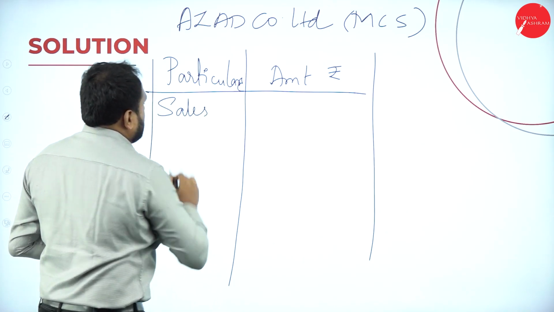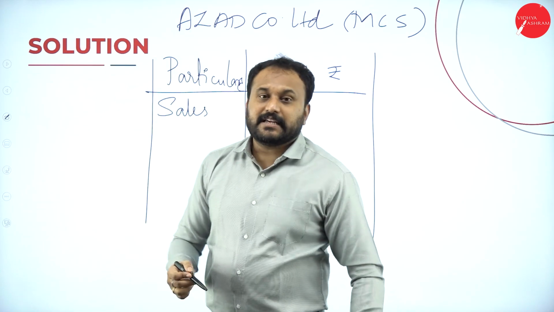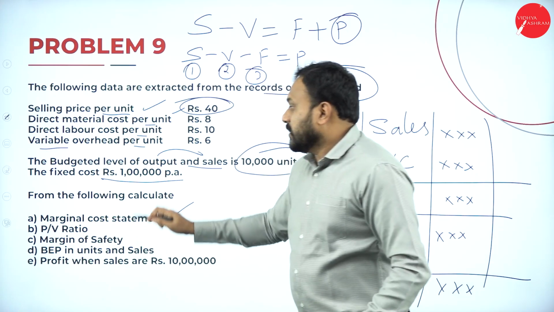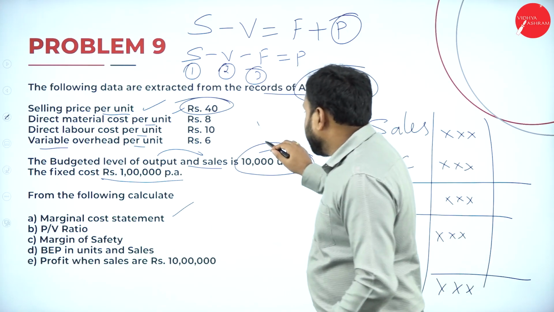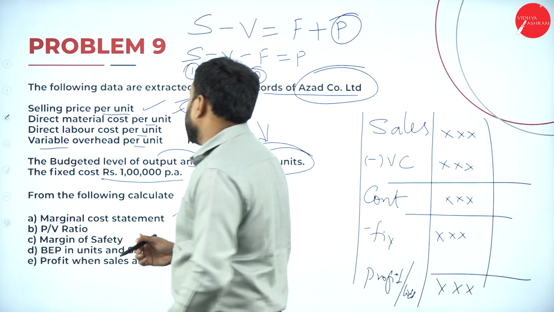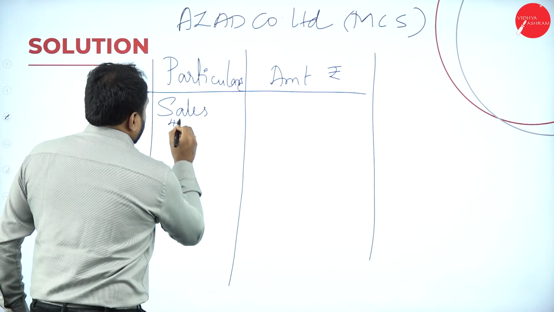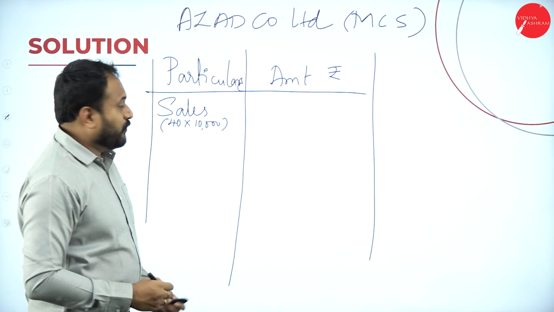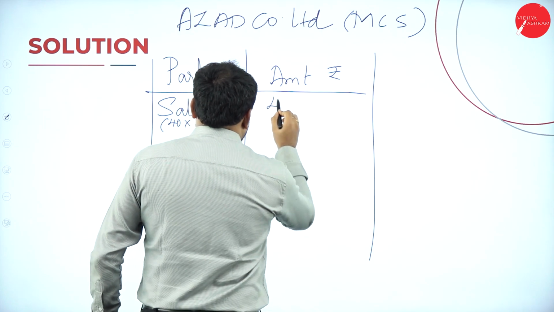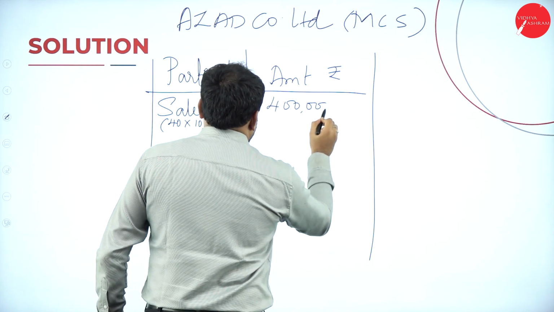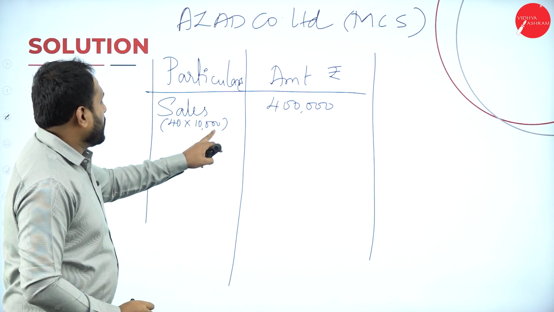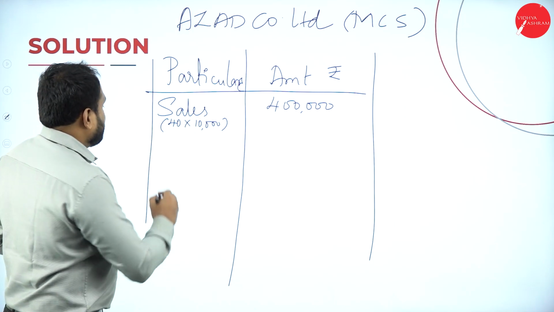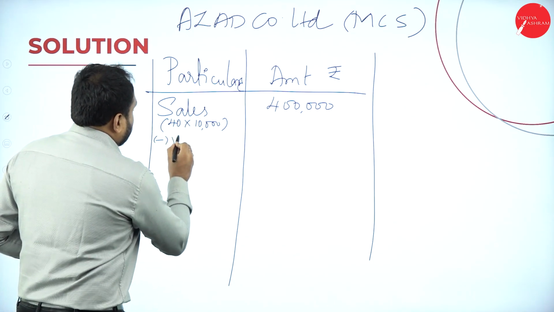Next here I'll write sales. Now what exactly is the sales? Selling price into the output is your sales. So here selling price is 40. Output is 10,000, so 40 into 10,000. I'll show it here. 40 into 10,000, so you get 4 lakh. 1, 2, 3, 4, 5, so here also 5 zeros, then 4. Sales is done.